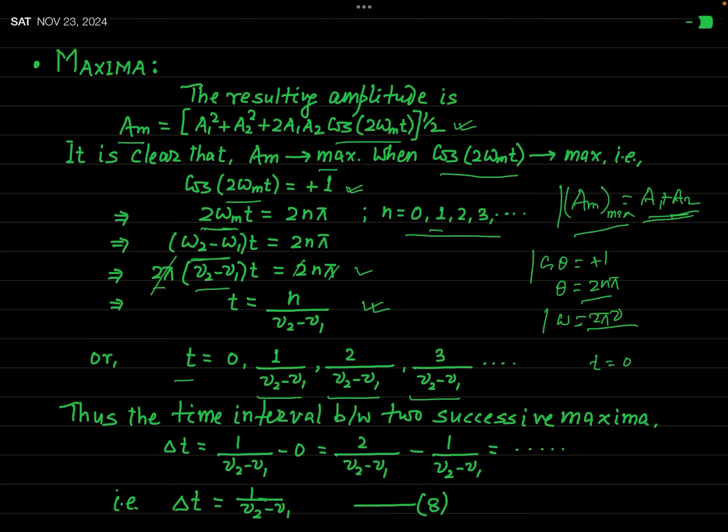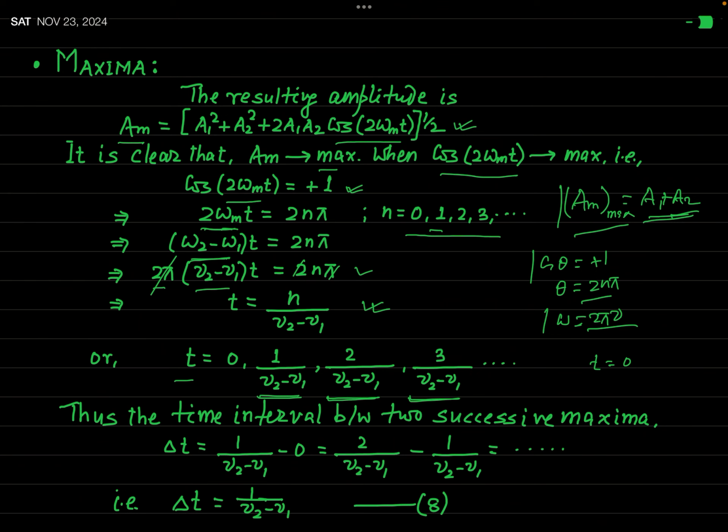So you can see the first maxima will occur at t equal to 0. Then the second maxima will occur at t equal to 1 over nu 2 minus nu 1. Third maximum will occur at time 2 over nu 2 minus nu 1. And fourth maximum will occur at time 3 over nu 2 minus nu 1. So if you want to find the time interval between the two successive maxima, you will see that the time interval between any two successive maxima is the same, that is constant.